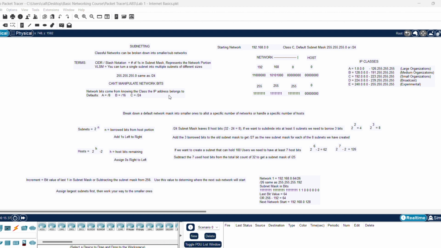One thing to always remember is you cannot manipulate the network bits. The network bits come from knowing the class the IP address belongs to. Your defaults: if it's class A, it has a /8, or 8 network bits that are ones. Class B is a /16, and class C is a /24.